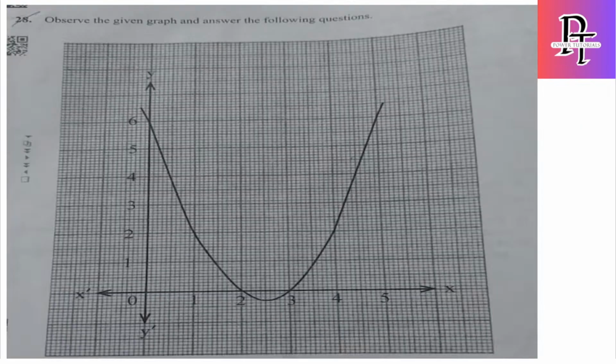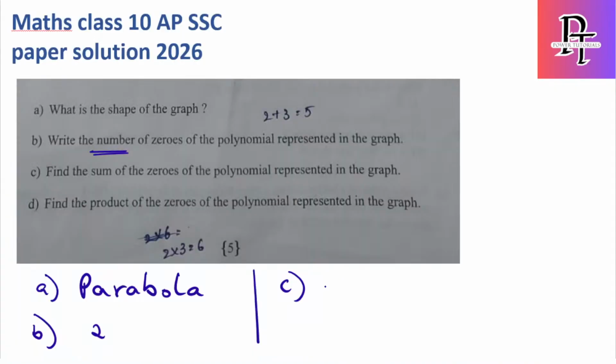What about C? Find the sum of zeros. Sum of zeros means you have to just add them. The zeros, first one is here which is 2 and second is here which is 3. So sum of zeros is 2 plus 3, which is 5. And the D question, product of zeros which is nothing but 2 into 3 which is 6. So the answers for this are parabola, 2, 5 and 6.